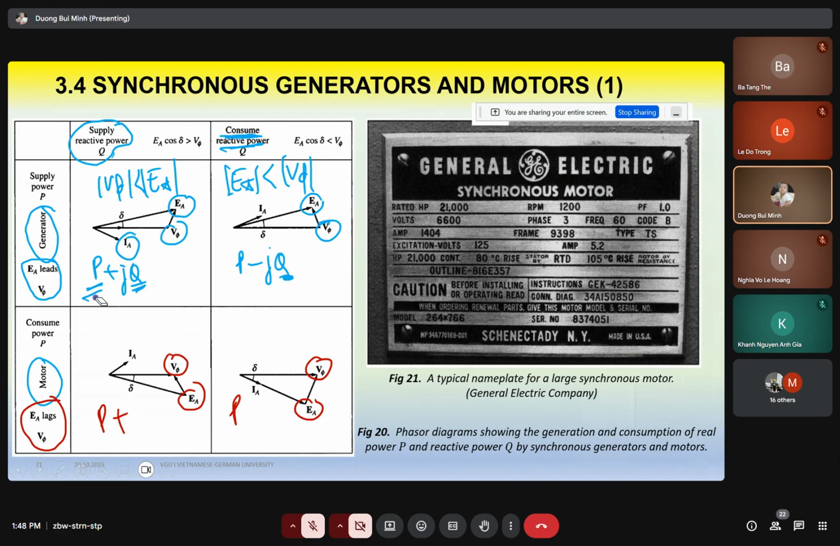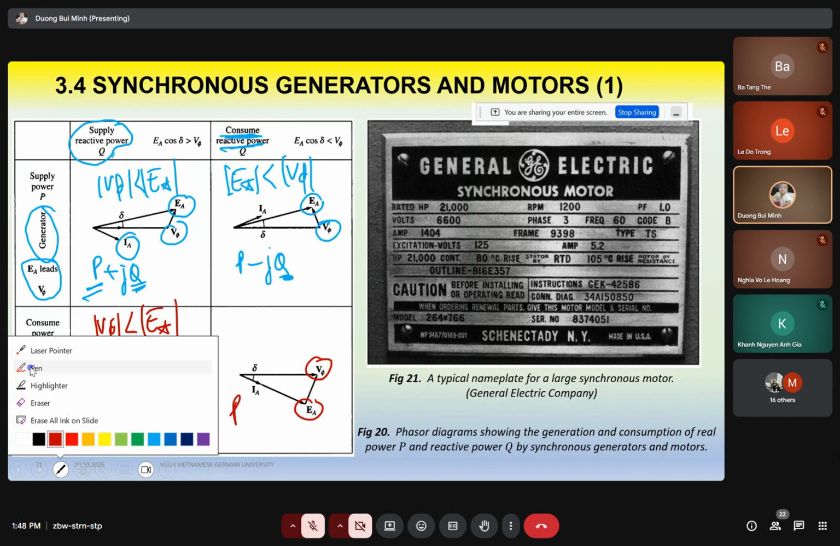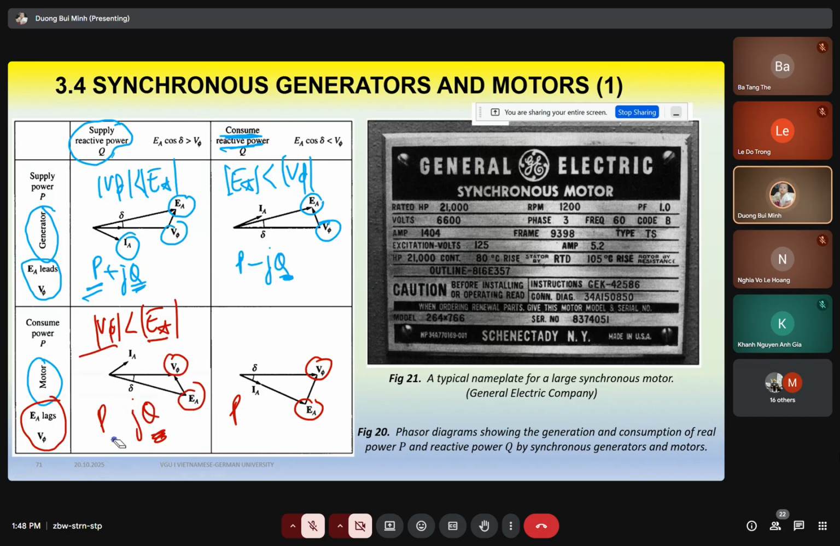Now look. We have here V phase less than EA, right? So the reactive power will flow from EA to V phase. That means they supply Q. The synchronous motor will supply, or inject, Q. So this one should be minus because they supply, right?